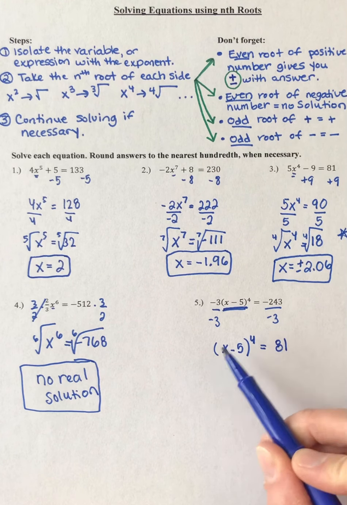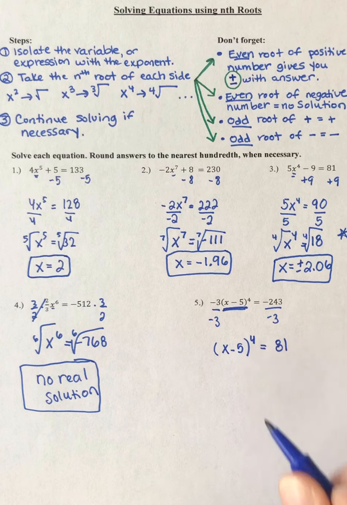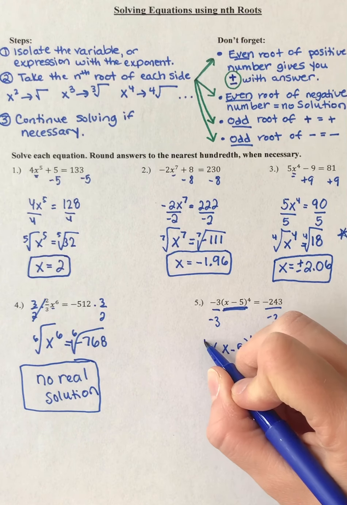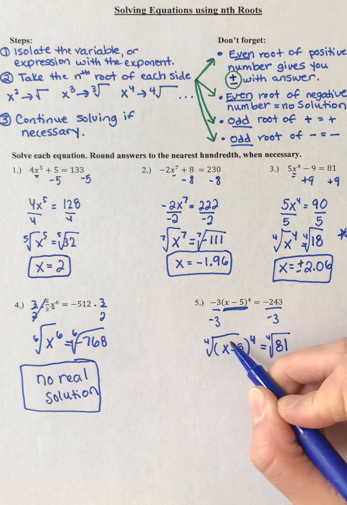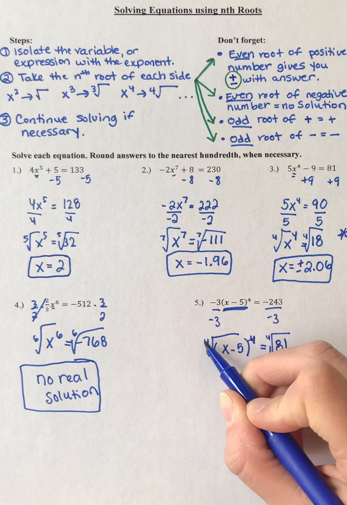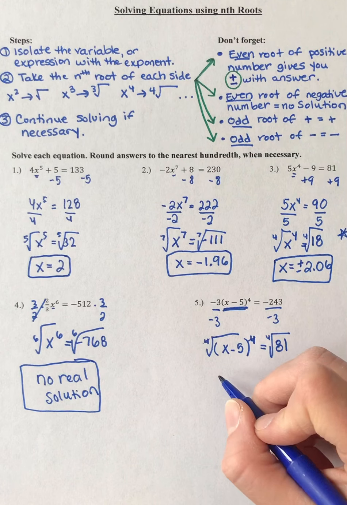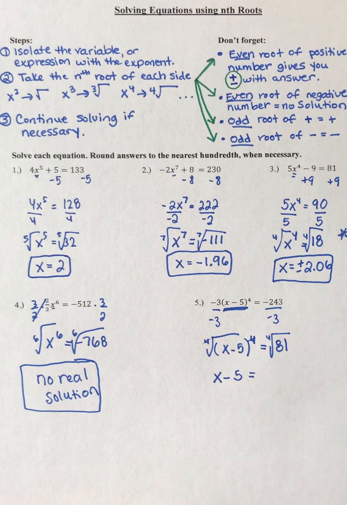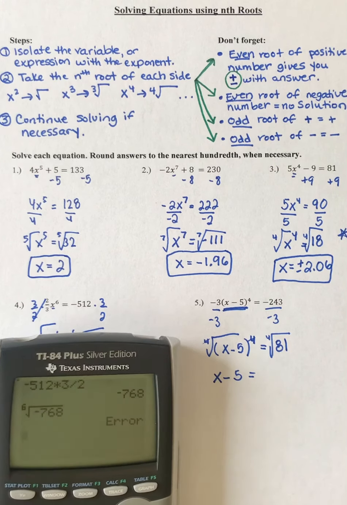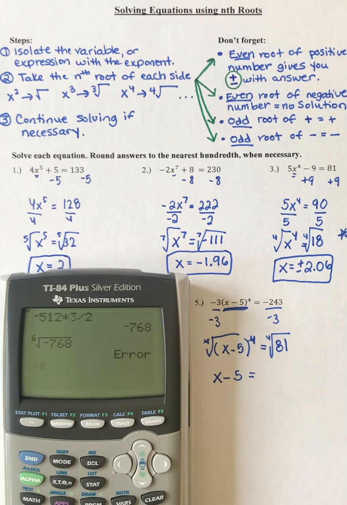Now, because this is isolated, don't distribute the 4 into the parentheses. Take the 4th root of each side. The 4th root of this expression, think of it kind of as like they cancel out, and you are left with x minus 5 equals, well, the 4th root of 81. It is a perfect 4th power, but if you don't remember, you just type it in your calculator. 4 math, go down to option 5 again, 81, it gives you 3.